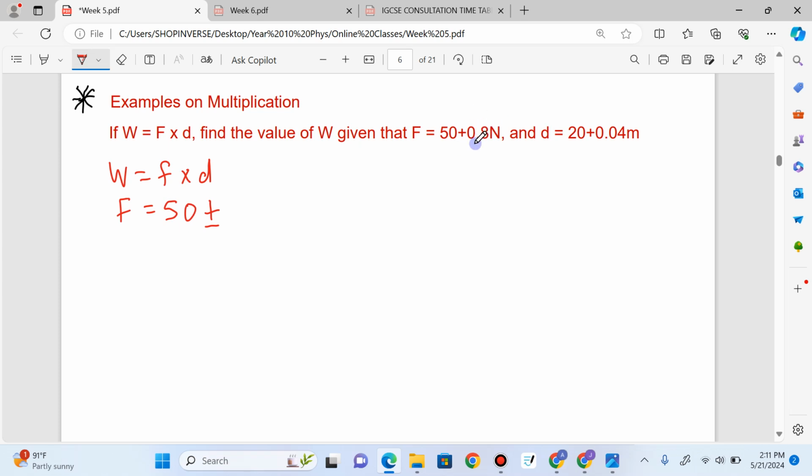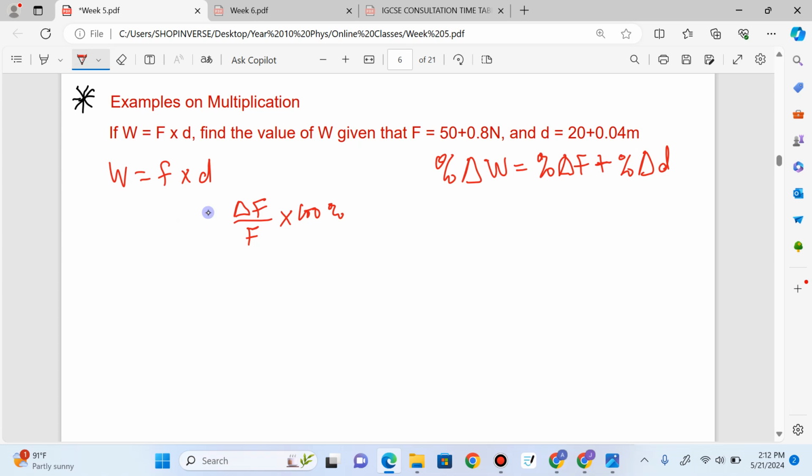Percentage uncertainty must be expressed in percentage. And if you want to get the percentage uncertainty in work, we have to add percentage uncertainty in force to the percentage uncertainty in distance. How do I get percentage uncertainty in force? This is what I will do. To get percentage uncertainty in force, I will do absolute uncertainty in force divided by actual value of force times 100%. This is how I get the percentage uncertainty. I have to use this formula to get it.